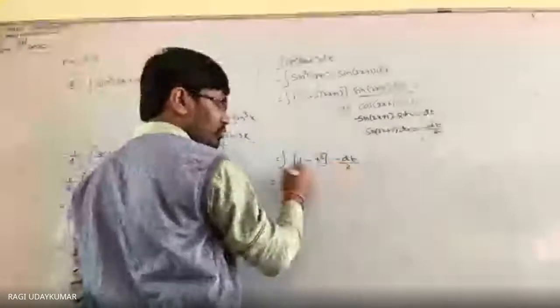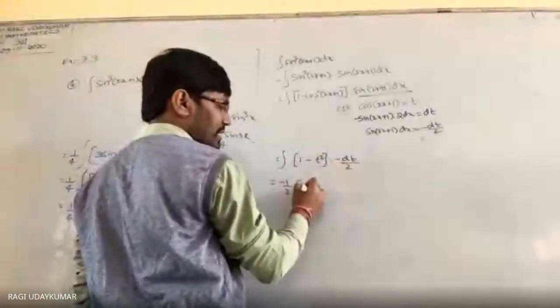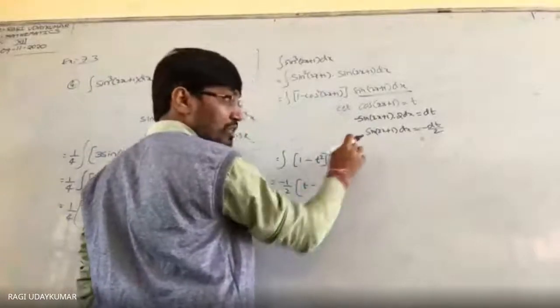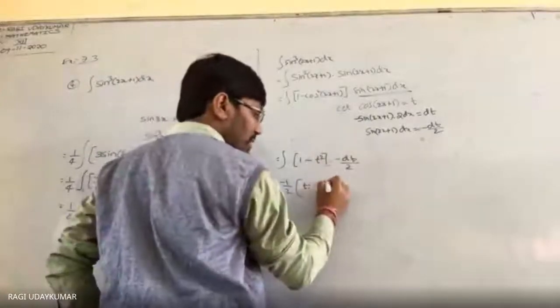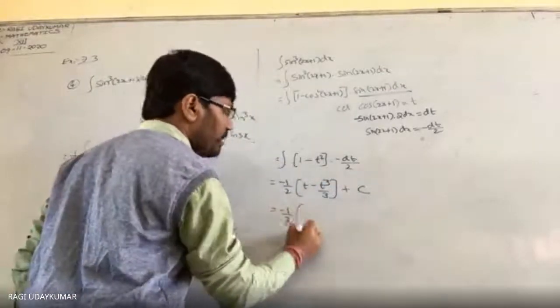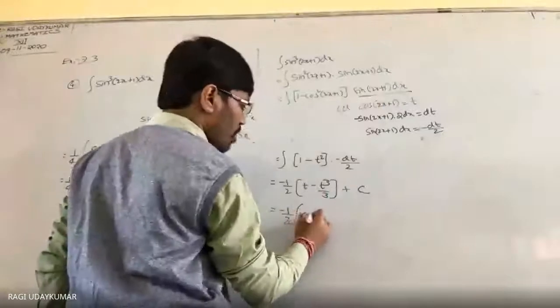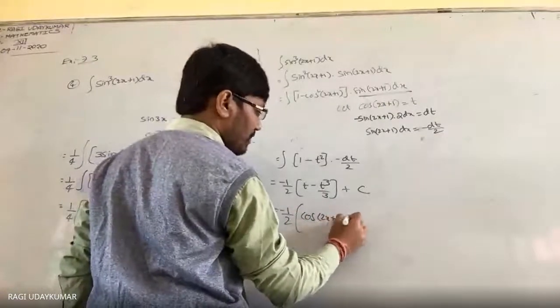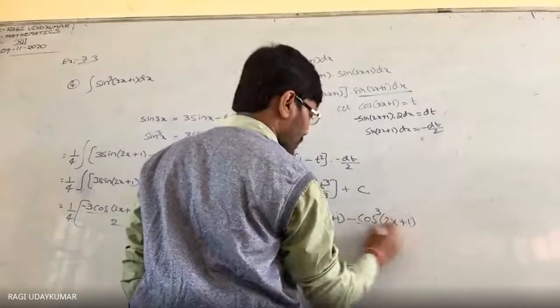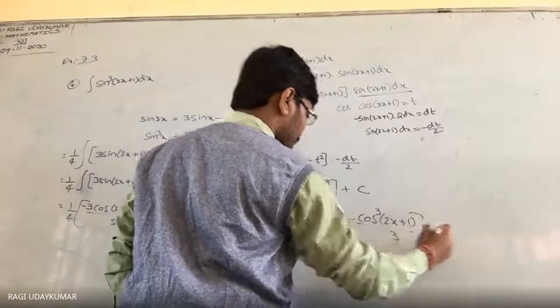So minus 1 by 2 outside आ गया. So integration of 1 is t. Integration of t square with respect to t is t cube by 3 plus c. So what is t? You substitute t. t is equal to cos 2x plus 1, so we get minus 1 by 2 times cos 2x plus 1 minus cos cube 2x plus 1 divided by 3, plus c.